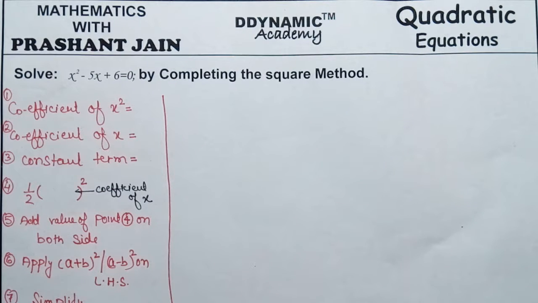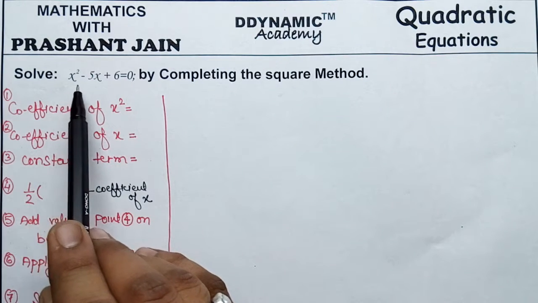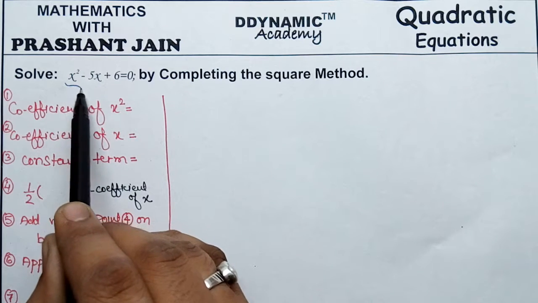I am Prashant Jain. In this series, how to solve the question by using the completing the square method. In the previous video we discussed how to derive the formula of the quadratic equation, and in this video we discuss how to solve a question by using the completing the square method. In the video the problem is x square minus 5x plus 6 is equals to 0.